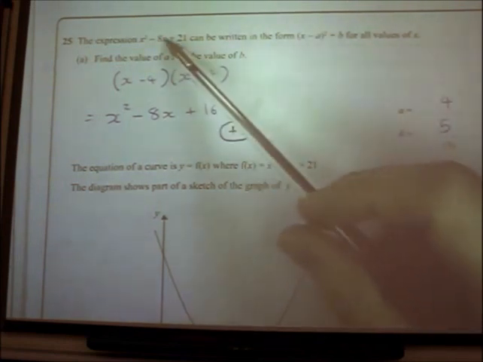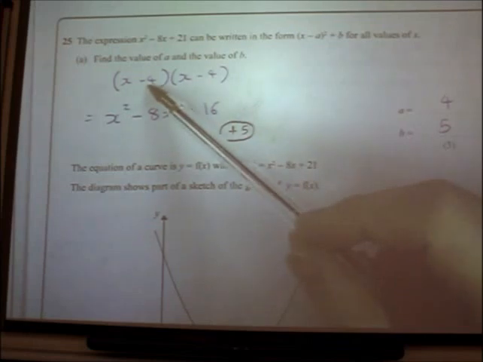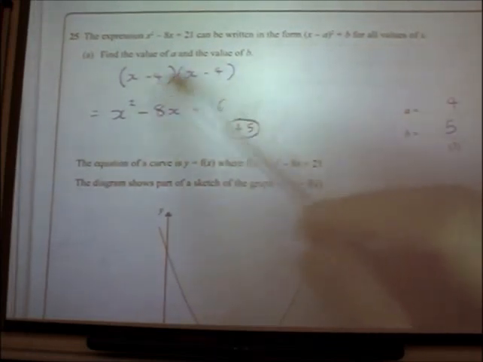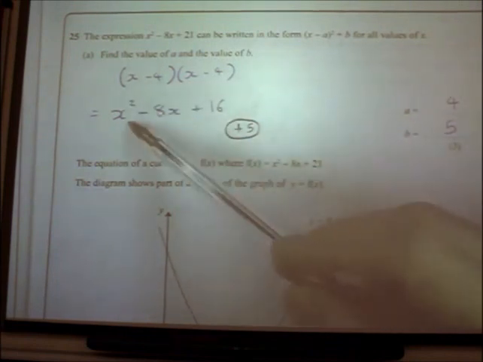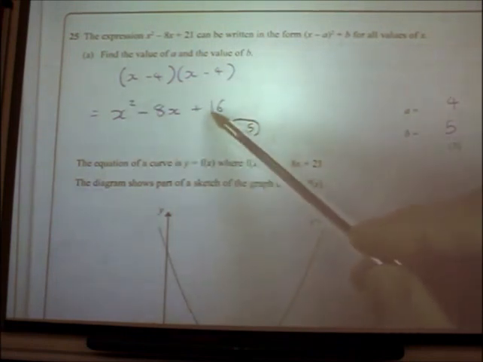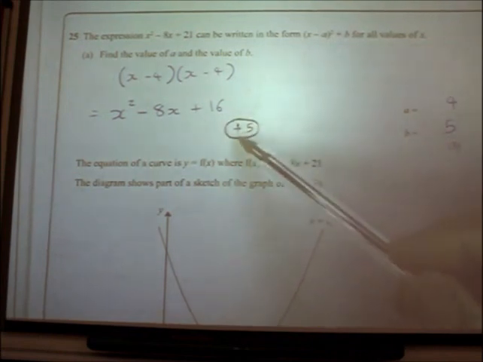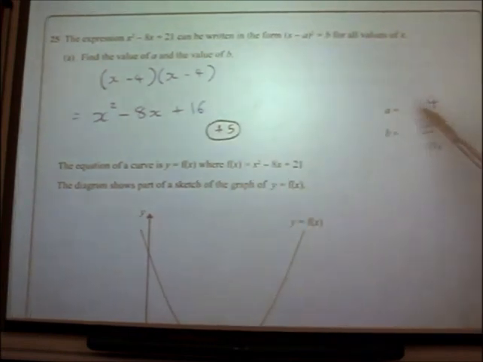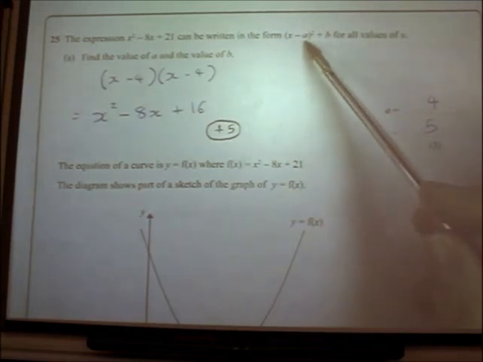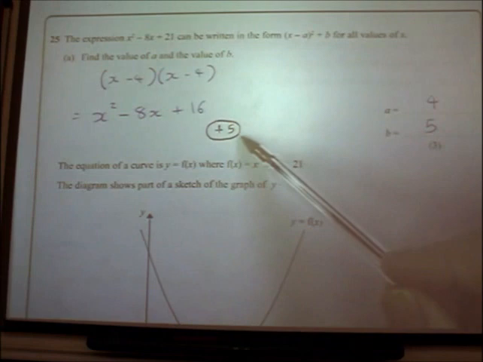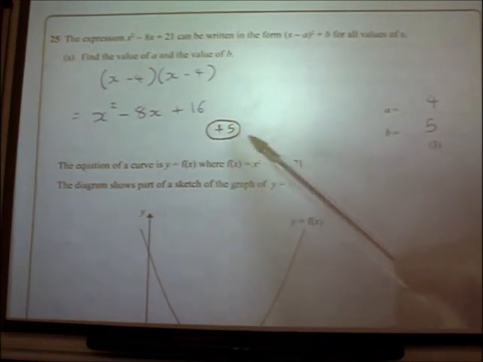How are you going to get minus 8x with the x's? So you need a minus 4 and a minus 4. It's got to be the same because you're squaring it. So you multiply this out. So it gives you x squared, take 8x, add 16. We don't want 16, we want 21, so you need to add on an extra 5. So your a value there is 4, and your b value is 5, because that's what you're adding on extra.